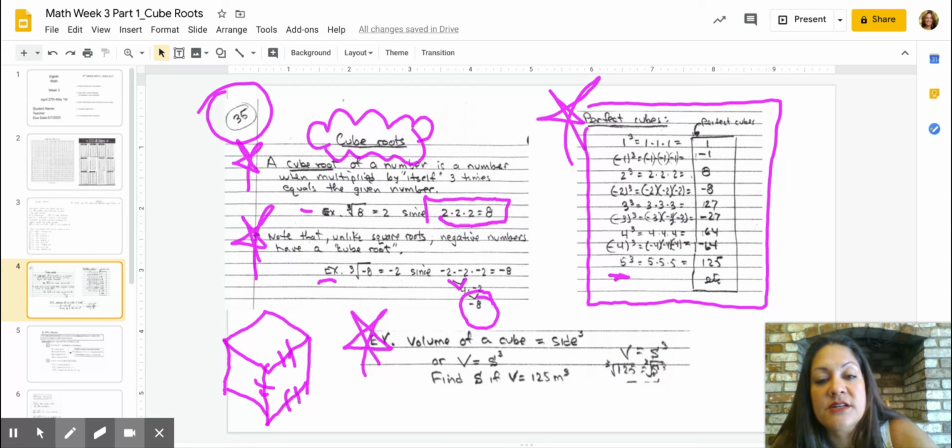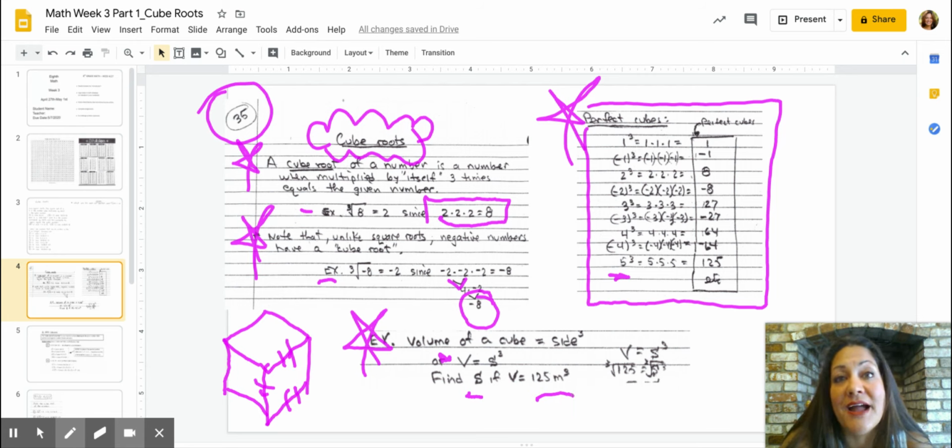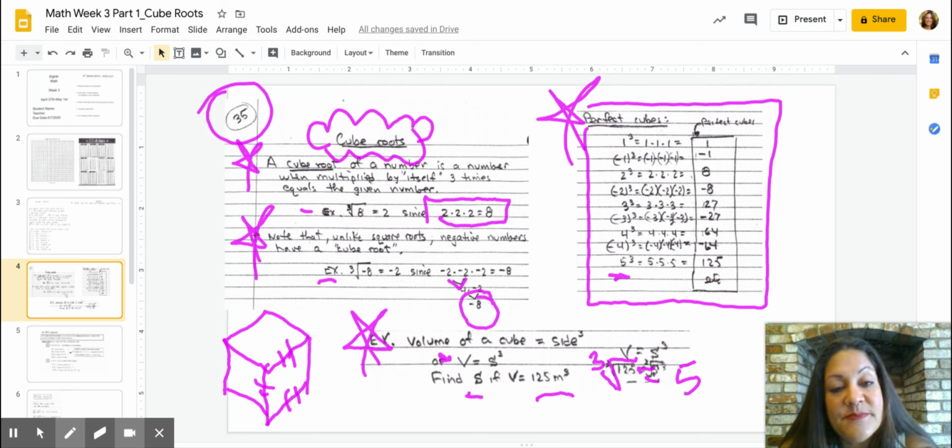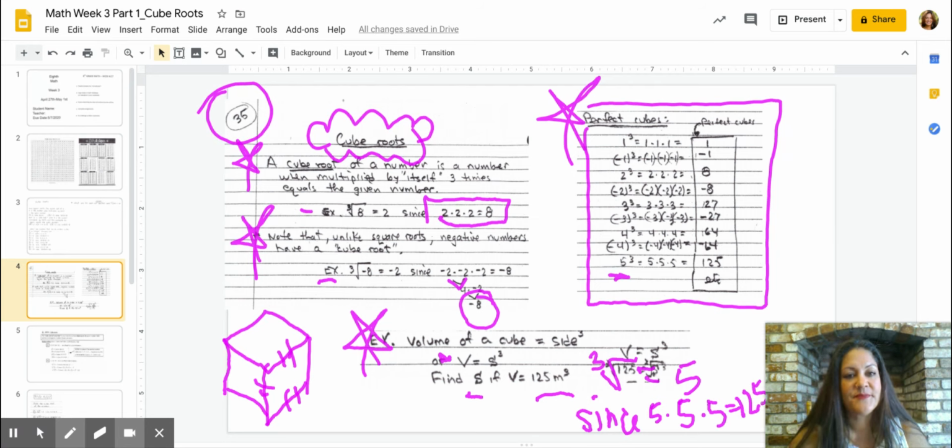Okay, so here is our equation. Volume equals S cubed. So find the length of the side if the volume is 125 meters cubed. So you're going to find the cube root of 125. It's hard to read what that says, but the cube root of 125 is 5, and that is because 5 times 5 times 5 equals 125. Okay?